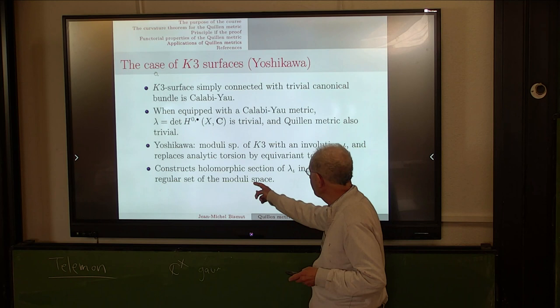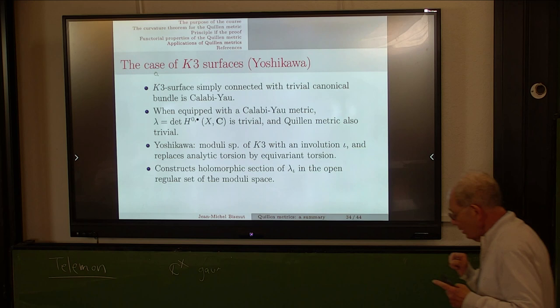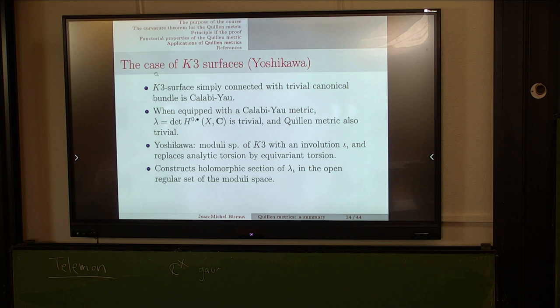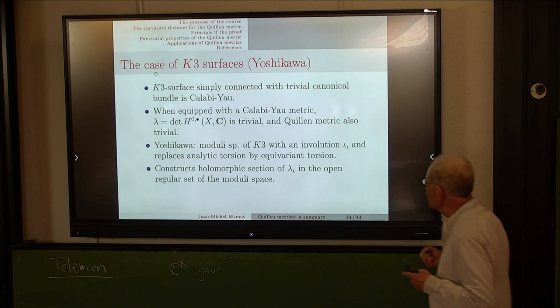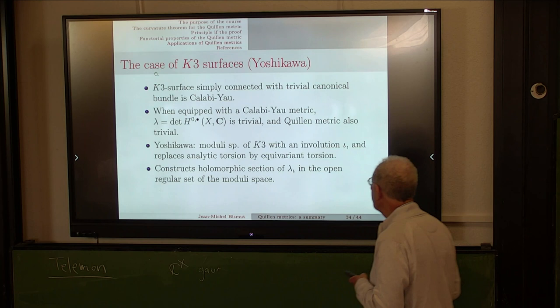So, his construction in principle involves the Calabi-Yau metric. But what he realized is that actually the Calabi-Yau metric is not needed to produce this sort of invariance. Basically, using the generalized anomaly formulas for analytic torsion, which I proved in some other paper, you can actually use any Kähler metric to construct this holomorphic section of the line bundle lambda I.